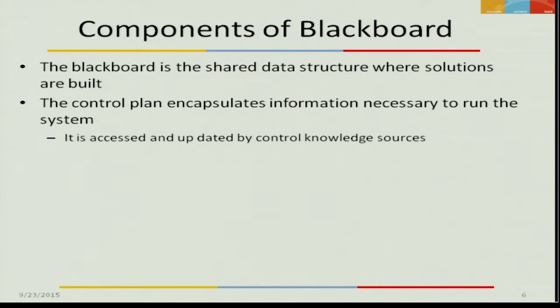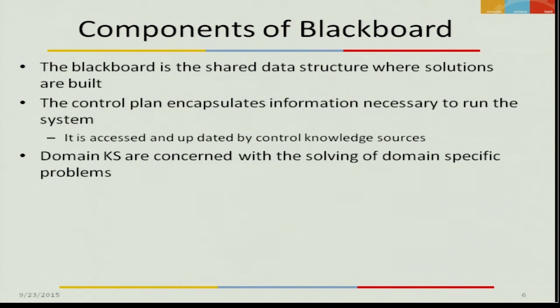Again, this control plan is accessed and updated by the control knowledge sources. Then the domain knowledge source, domain KS, is concerned with solving a particular problem. For example, in the Hearsay project there could be a domain KS that deals with only, let us say, signal handling. Another domain KS might be involved in just error correction. Another might be involved in just translating these signals to English words.